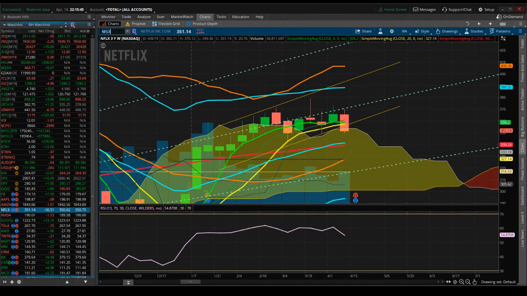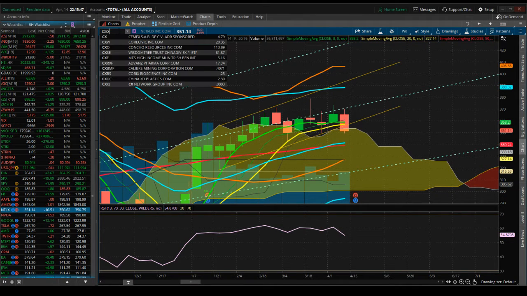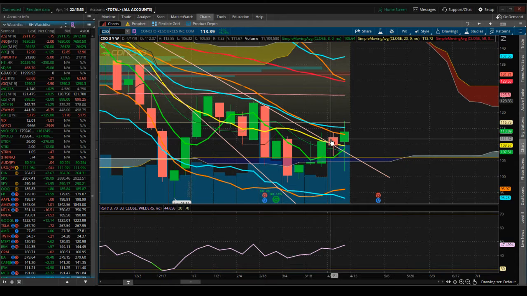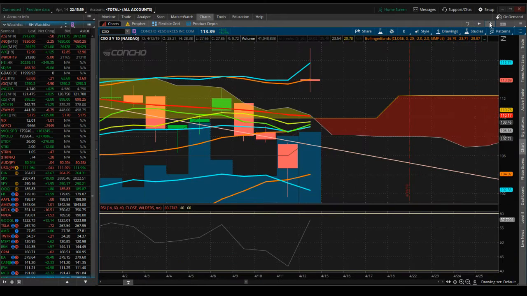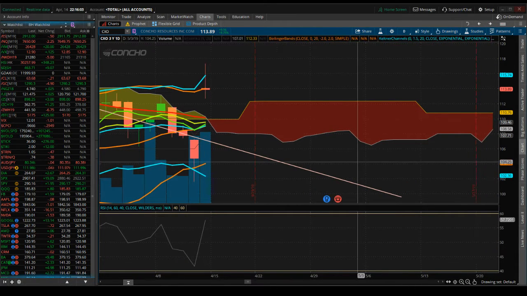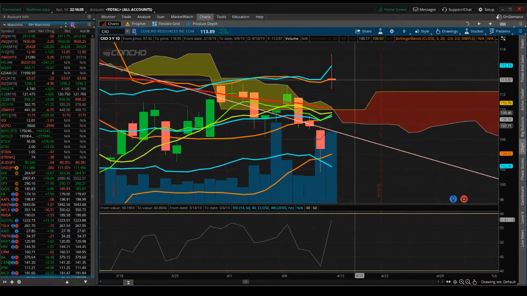And then CXO, Conto Resources. Okay, pretty cool. Kind of a nice hammer, inside week to the upside. Really holding some levels here on the weekly, but the daily, ooh, look at that. So big gap up, right, and then this topping tail up here at the upper Bollinger Band.